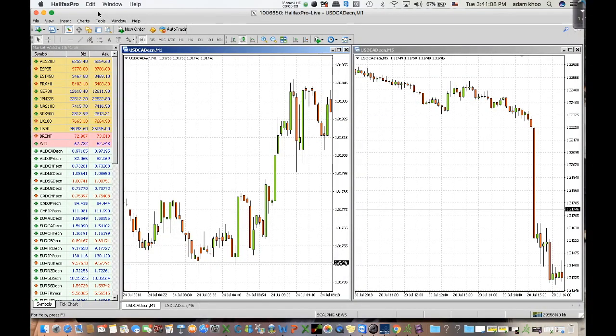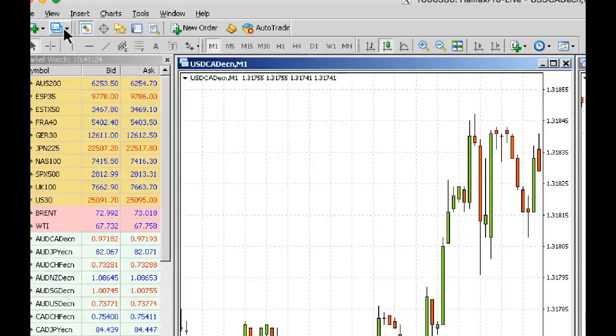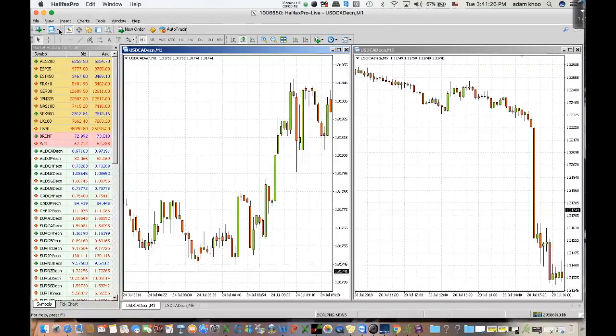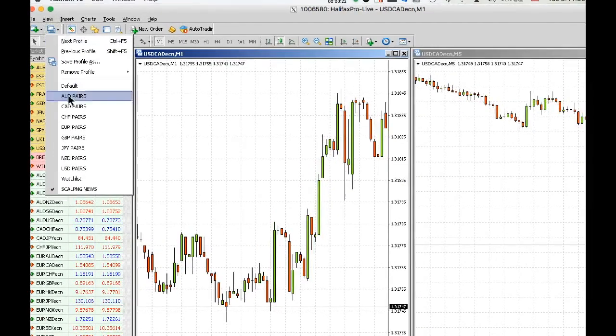Alright traders, so in this video I'm going to show you how I organize my charts in the MT4 platform that's going to assist me in trading more effectively. So one of the things that I do is I create profiles for the different pairs that I trade. So under this tab it says profiles. Okay, so these are all my profiles.